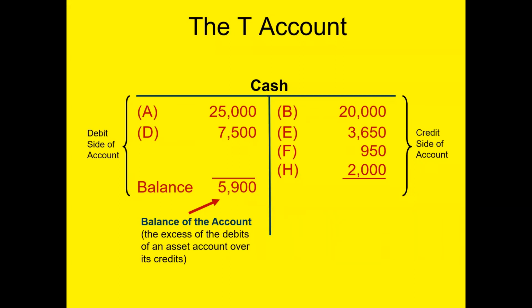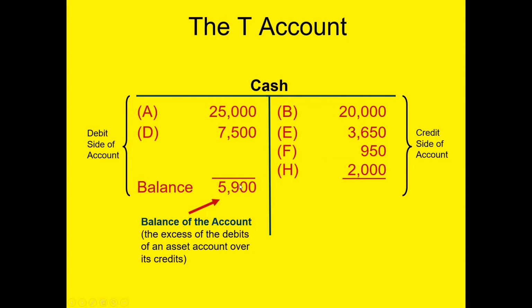So here we have the cash T account, and we have all of these different transactions. Where you see A, B, D, E, F, H, these are all business transactions that have been posted to this T account. Anything on the debit side of this T account for cash was an increase in cash. Anything that's on the credit side was a decrease in cash, okay?